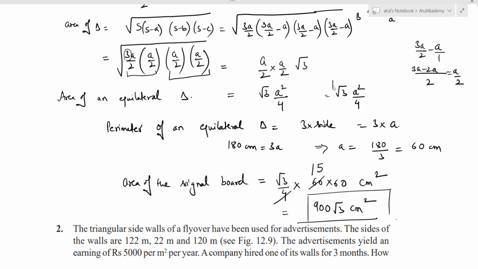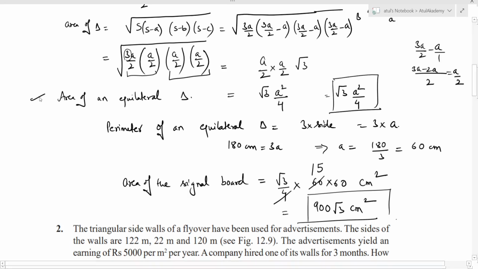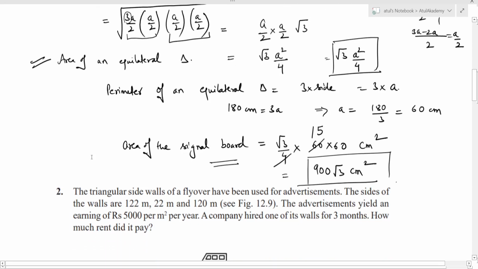So here I am getting two answers. One is the area of this equilateral triangle. One is the area of this signal board. I hope it's clear, students. Fine. Now can I move to the next question? Let's move to that question.